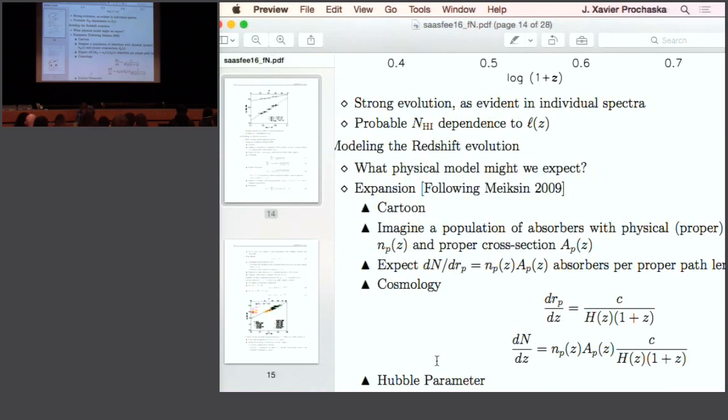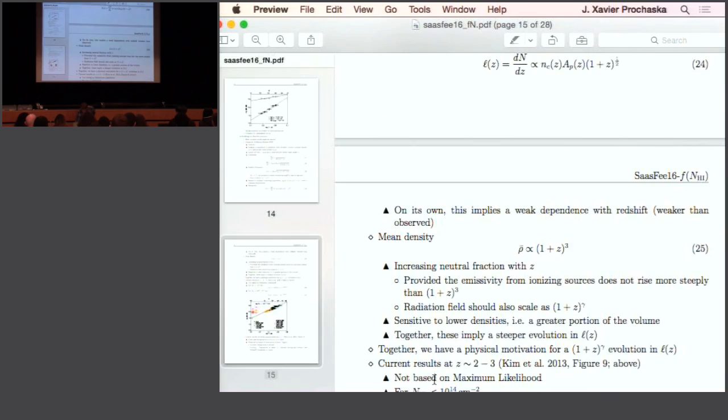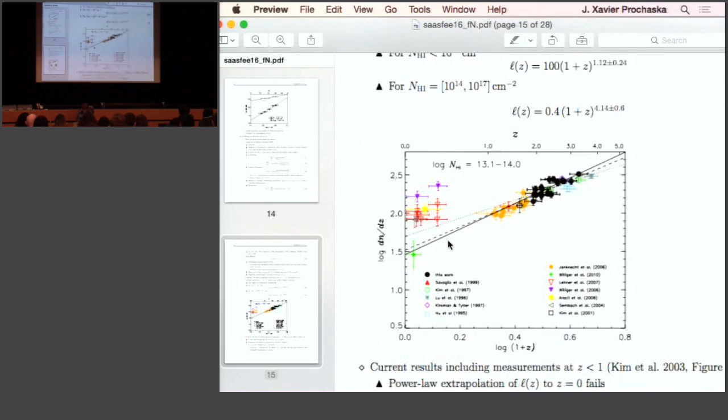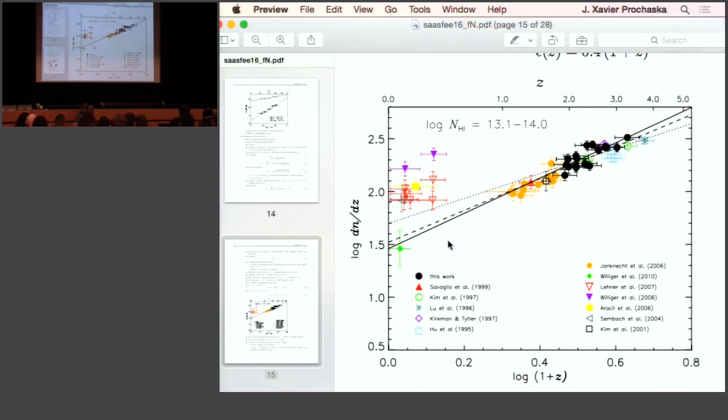And I put in the notes the actual parameterization that's shown there: 1 plus z to the 1, or even 4th power for the stronger absorption systems. You might ask, you should ask, how does this evolve over an even greater swath of the universe?